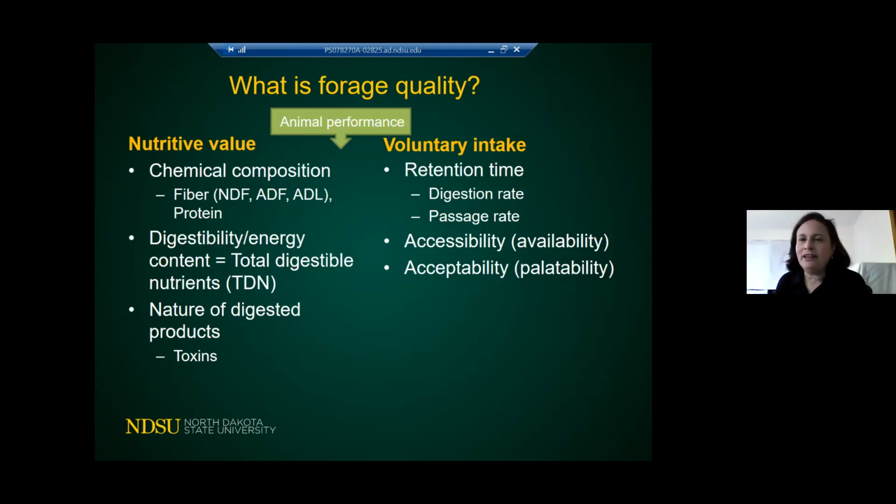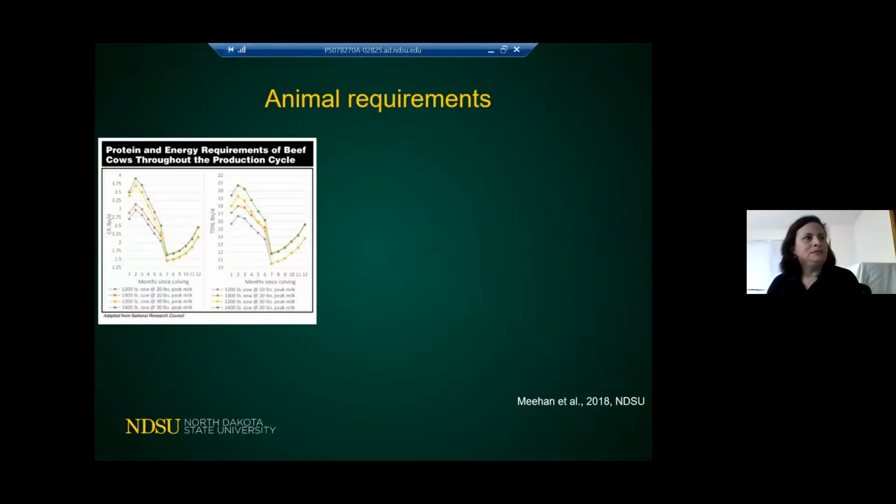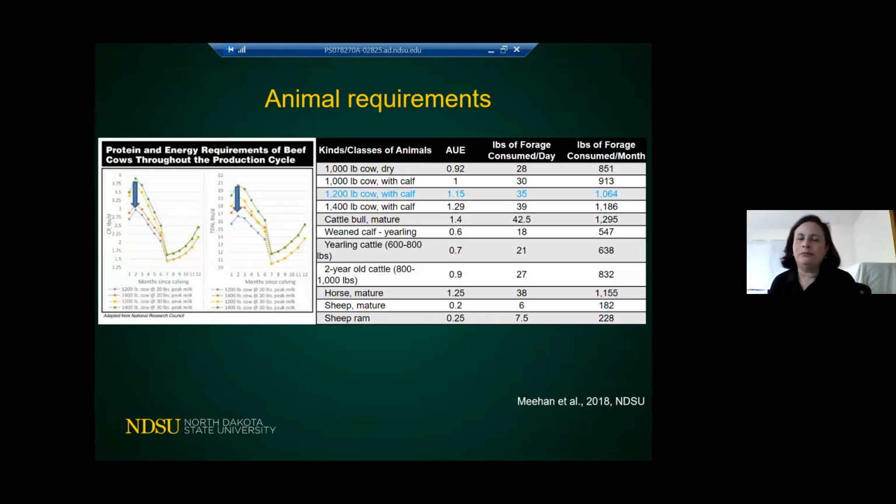Retention time: if we have a forage that has so much water and is very highly digestible, like the brassicas, it goes through the rumen and the system so fast that the nutrients are not used. Accessibility and acceptability are important, right? So the cover crops or forages you're going to use have to do a little bit with the animal requirements, and I'll show you very generally. It changes with the type of animal. For a 1,200 pound cow with a calf, these are more or less the pounds of forage consumed per day and pounds of forage consumed per month.